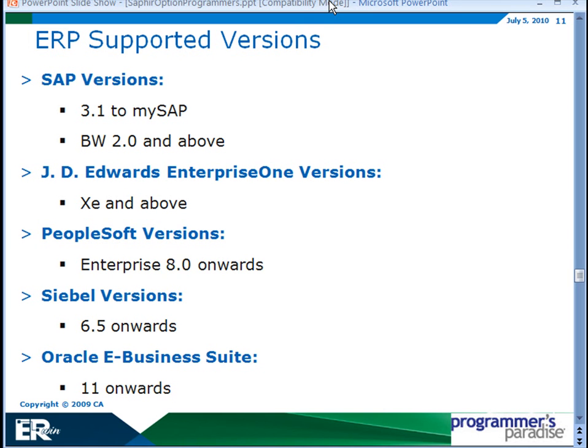And the SAP versions themselves that are supported are 3.1 all the way up to the most current version. There are new versions of Saphir that come out regularly, and there should be no problems with currency. And the BW 2.0 and above as well. And these others listed here are the other ERP repositories that are also supported by the Saphir extraction.